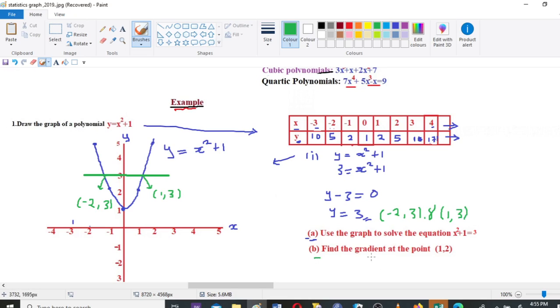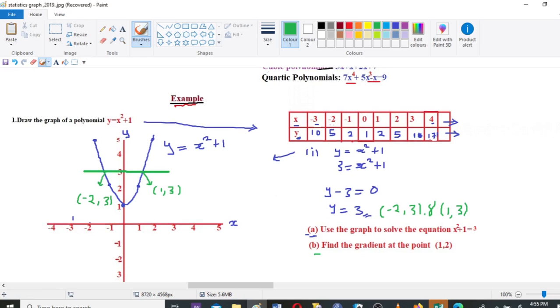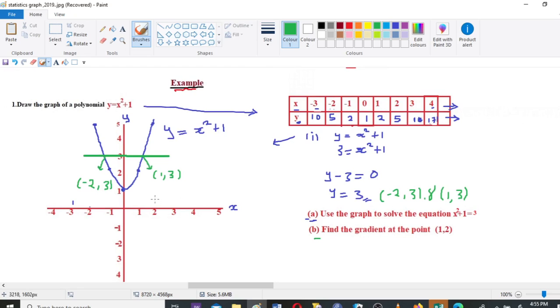We want to find the gradient at the point 1, 2. Now the point 1, 2 is right here. Remember I said your graph, when you draw it, it should be very smooth. Now let me just try to correct this, like this. I just want to make things perfect here, so that you can see as I answer this question B.